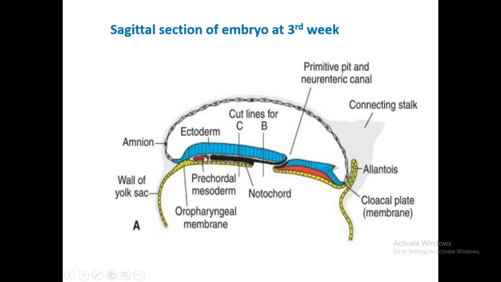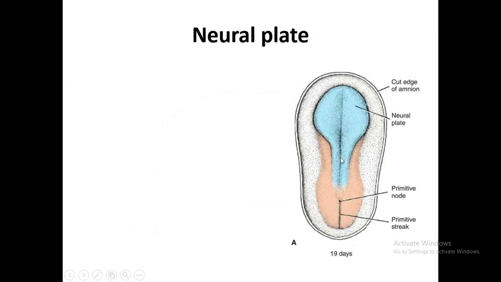After appearance of the precaudal mesoderm and notochord, the overlying ectoderm becomes thickened and forms the neural plate. This is our neural plate. This is the embryonic disc and this is the surface of the epiblast. This is the primitive streak. So here we see in this picture, this is the 19 day embryo.